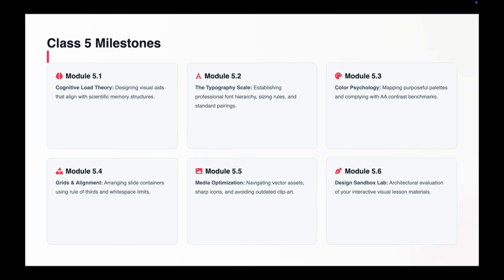Third, in Module 5.3, we will look at color psychology. We will discuss how to choose cohesive color palettes and how to comply with WCAG 2.1 AA contrast requirements so your slides are accessible to all students. Fourth, in Module 5.4, we will study grids and alignment. We will show you how to organize slide layouts using the rule of thirds and how to use white space to guide your students' attention.